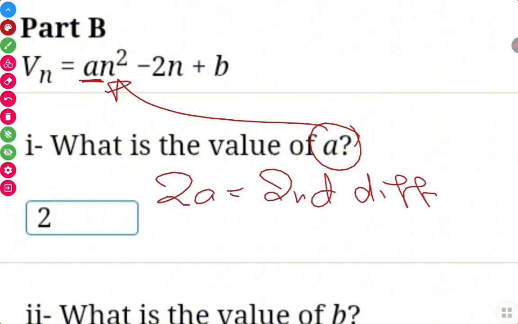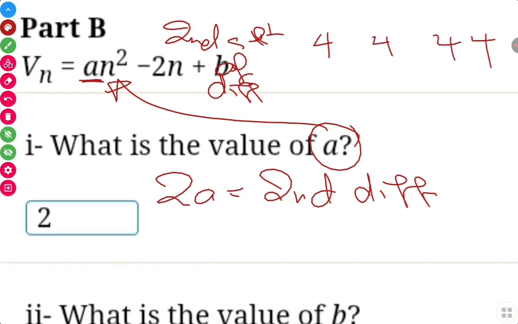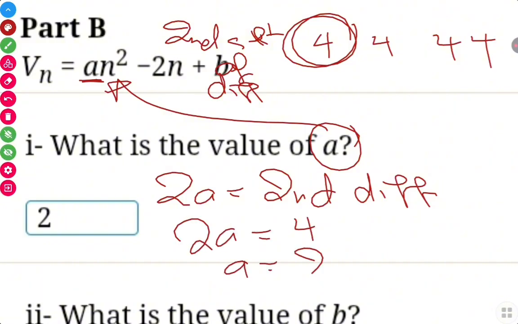If you notice, it's a quadratic sequence. In a quadratic sequence, when we subtract for the second time, the second set of differences was all equal. It was all equal to 4. So that means the first number in the second set of differences is 4. So 2a equals 4, a is equal to 2, okay?